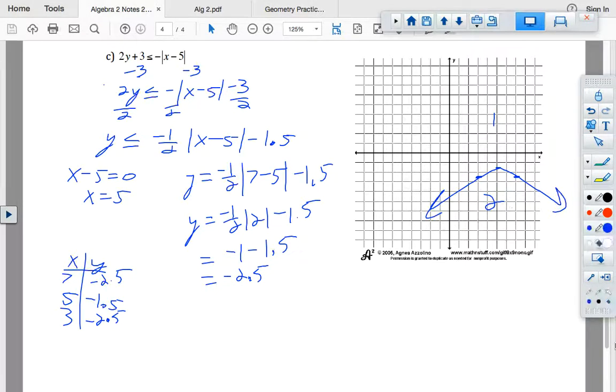Looking at our inequality sign here, which way is it shaded? Down. All right. Any questions?